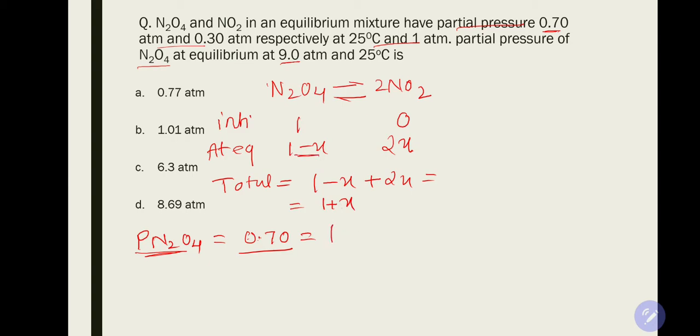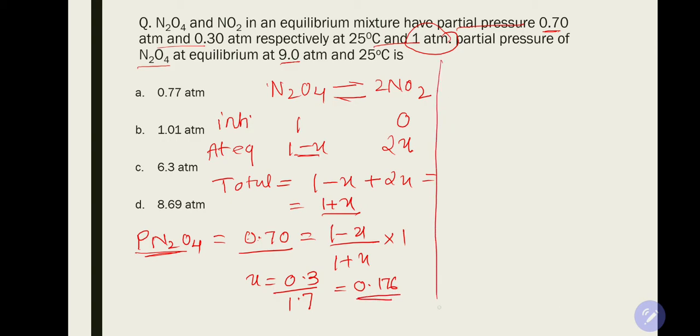It is 1 minus x upon the total number of moles, that is 1 plus x, into 1. Why? Because here 1 atmosphere is specified. So this gives you the value of x. So the value of x is 0.3 upon 1.7, which is equal to 0.176. So we got the value of x.